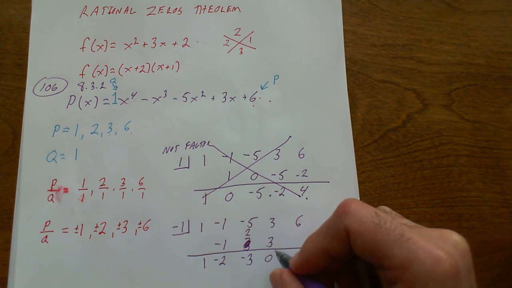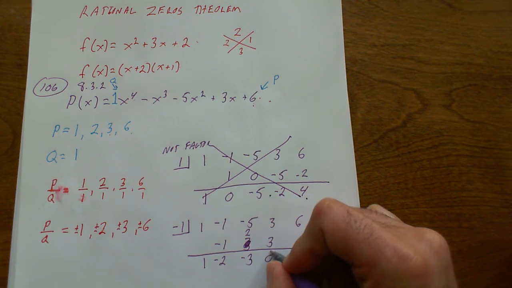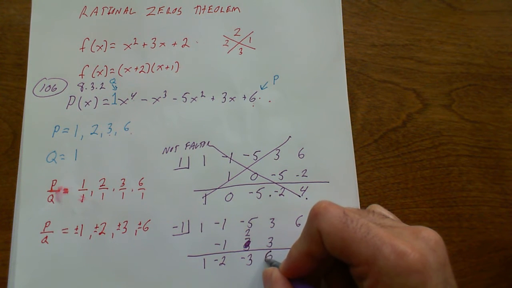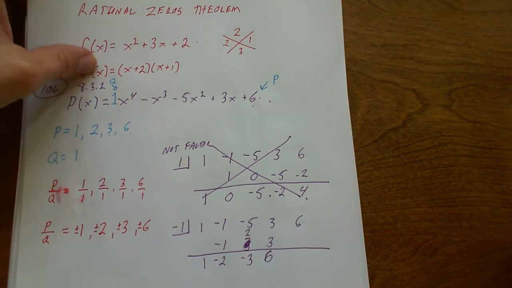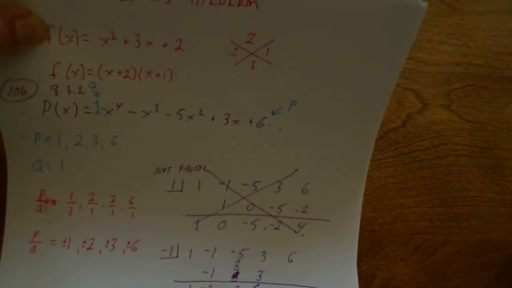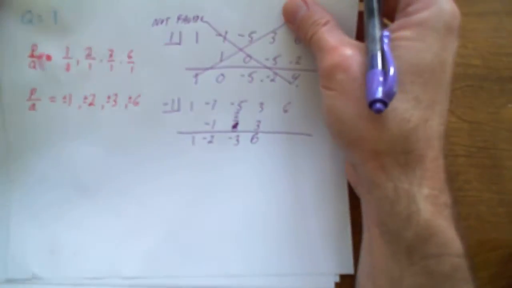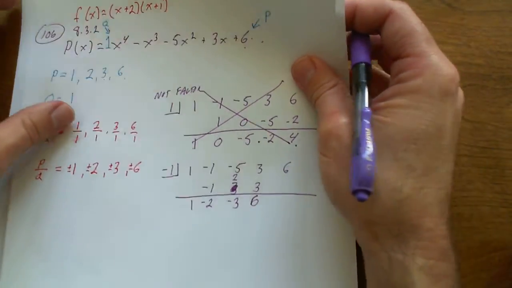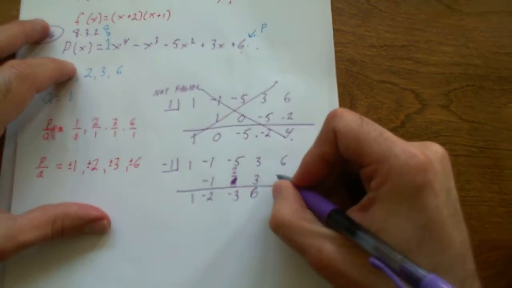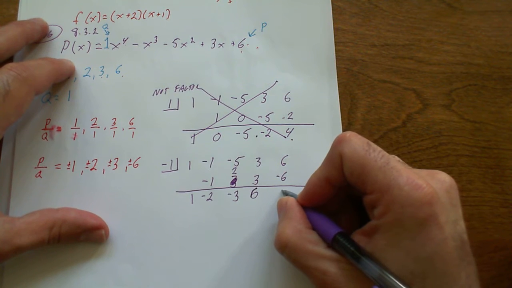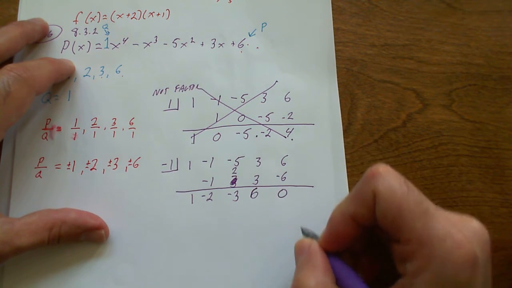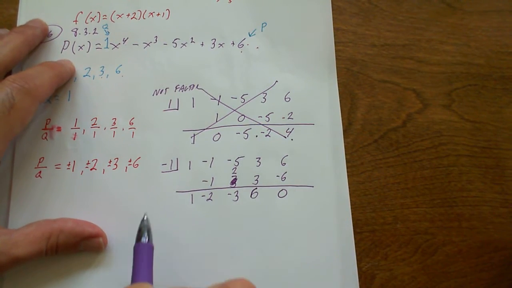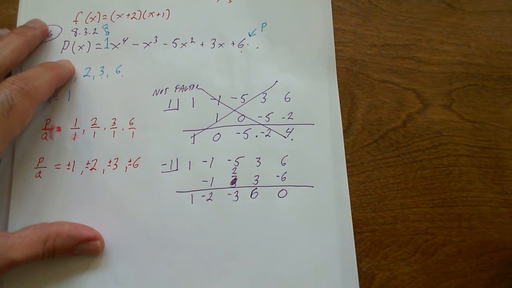Sorry, 3 plus 3 is not 0. What is 3 plus 3? 6. 3 plus 3 is 6. Negative 1 times 6 is negative 6. Now look at that, I got a 0. So that means this negative 1 is one of my factors.